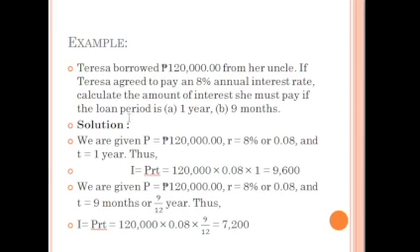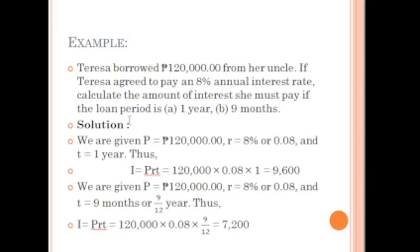Example, Teresa borrowed 120,000 from her uncle. If Teresa agreed to pay an 8% annual interest rate, calculate the amount of interest she must pay if the loan period is 1 year and the other one is 9 months.